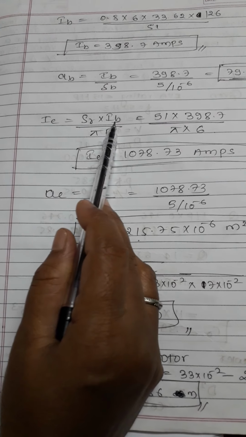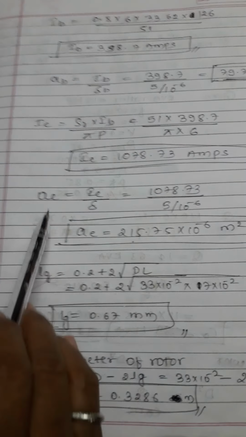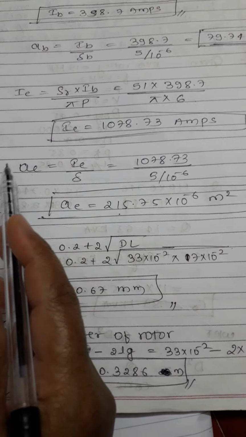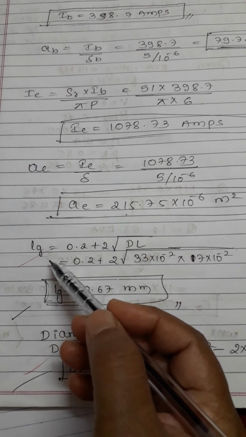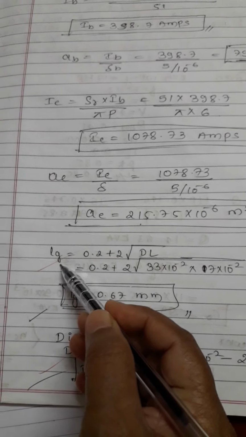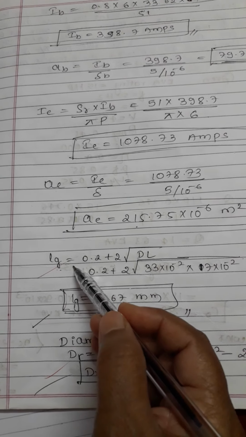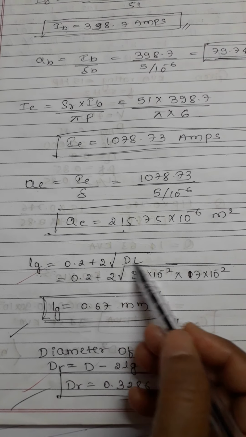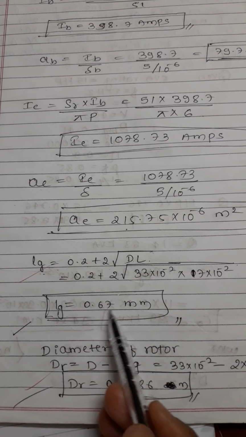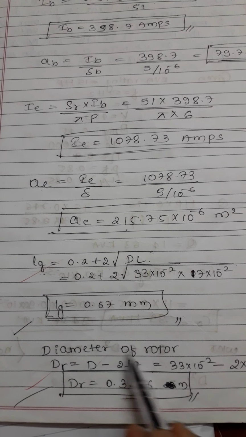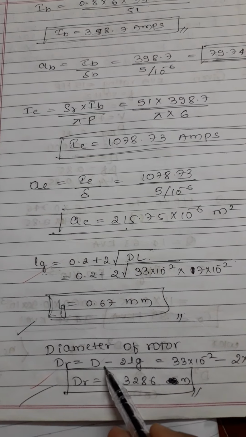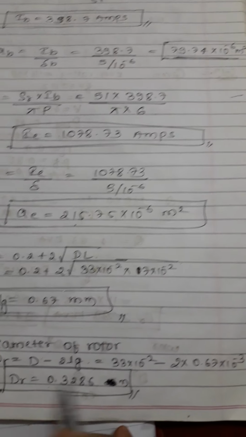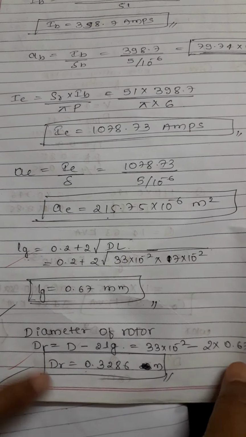IE also in the same way, from SR, IB, pi, P, we have to calculate IE. In the same way AE is IE upon delta, the same delta for AB and AE. Then the length of the air gap LG we have to calculate. In the last lecture I told you about this formula: 0.2 plus 2 under root of DL, D diameter, L length, and we get LG as 0.67 mm. Now the diameter of the rotor DR is D minus 2 LG. So DR, after substituting LG, we got 0.3286 meter.